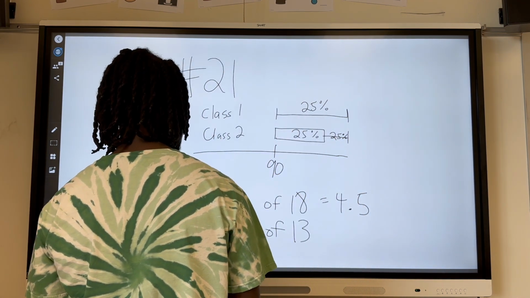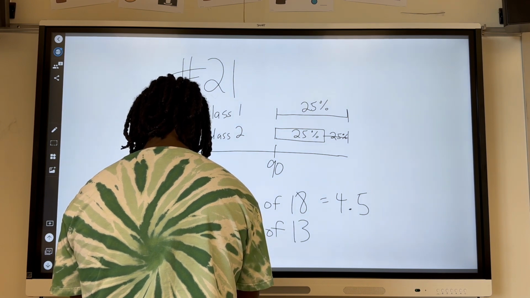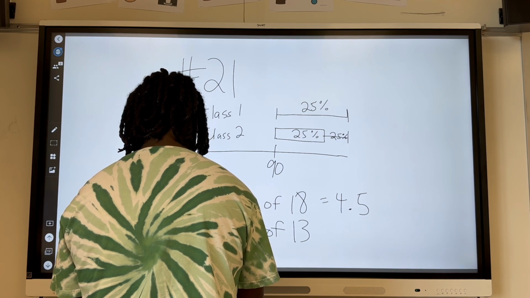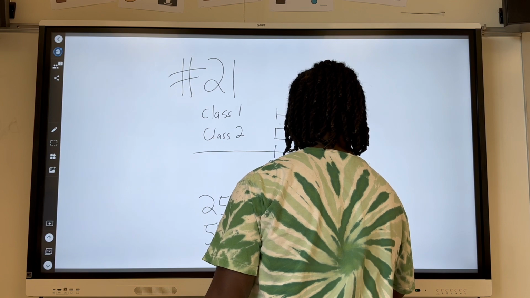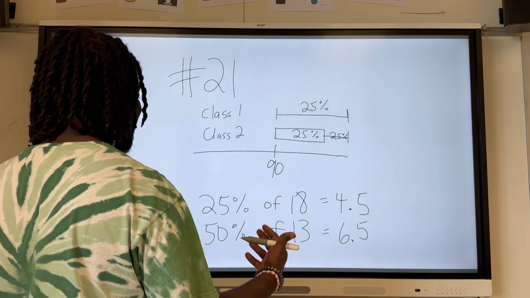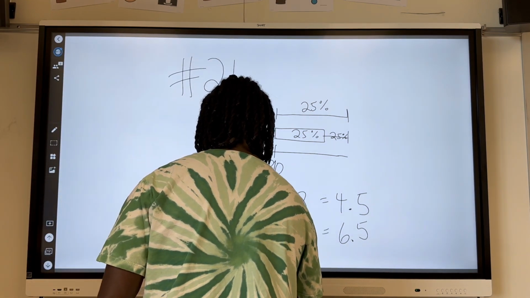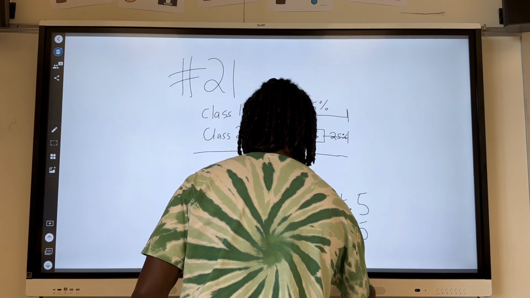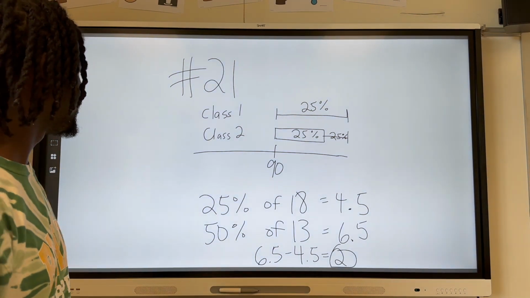Okay, and then 50% of 13 is 6.5. Okay, and so then the final question says, what is the difference? So we got to actually subtract these. So then we just do 6.5 minus 4.5, and then the difference is going to be 2. Okay, so your difference is 2.